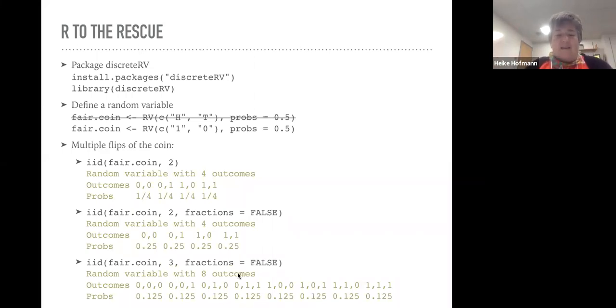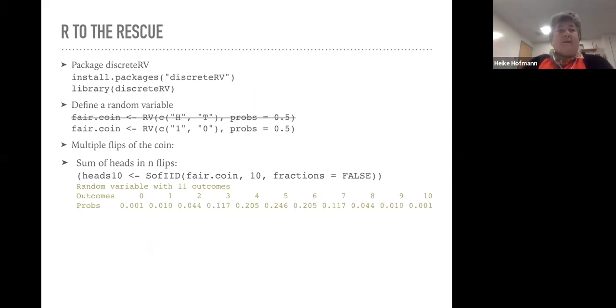We can increase the number of coin flips. Here we've got 8 outcomes, and if you go into R and you use IID, you get this almost instantly, so you don't have to think about writing out all possible outcomes in the sample space. So it's a real huge time saver. So here we've got 3 outcomes.